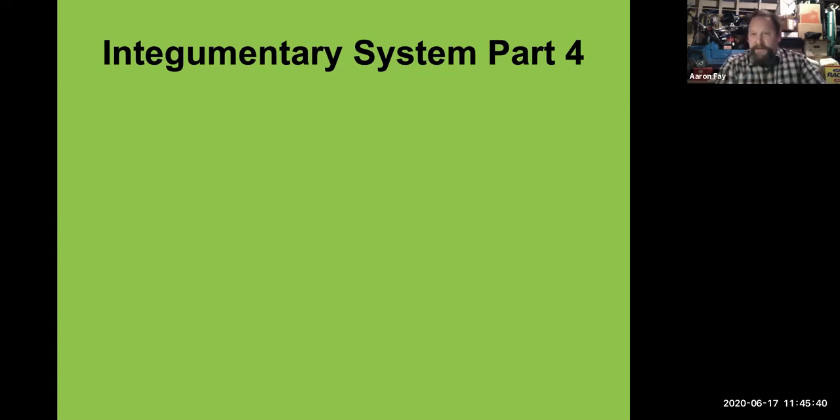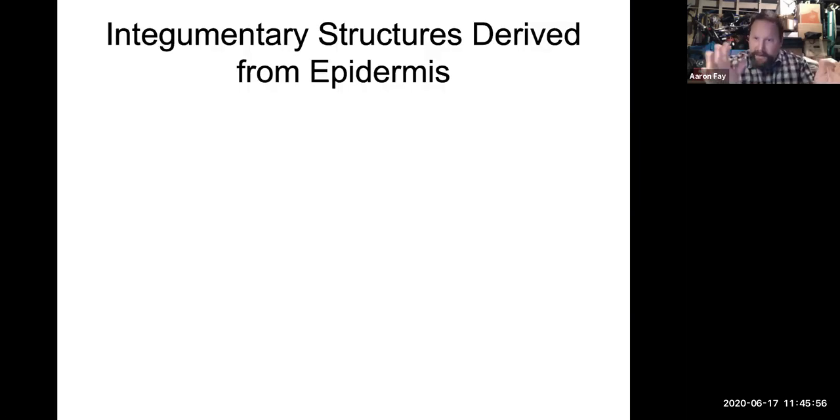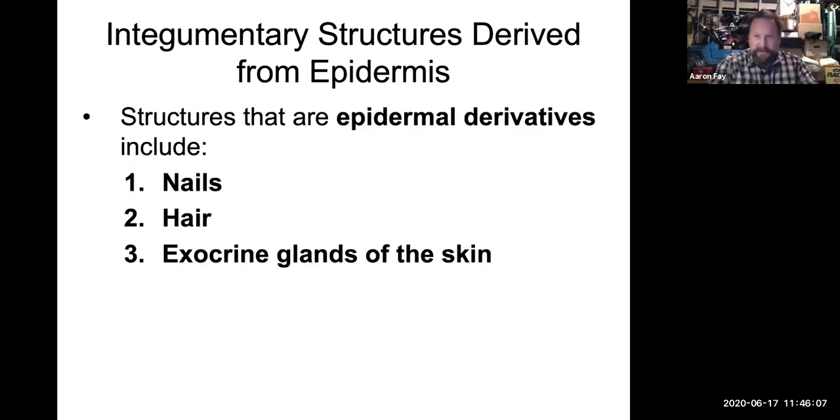So the last few times we talked about the epidermis, the dermis, and the subcutaneous layer, which was not really part of the integumentary system. Now in our fourth and final installment, we're going to be talking about some of the structures that you find associated with the area of the epidermis. These are all structures that are derived from the epidermis, but they're going to be found in the area of the dermis. So nails, hair, and exocrine glands of the skin are all derived from epithelial tissue, right? They're derivatives of the epidermis.